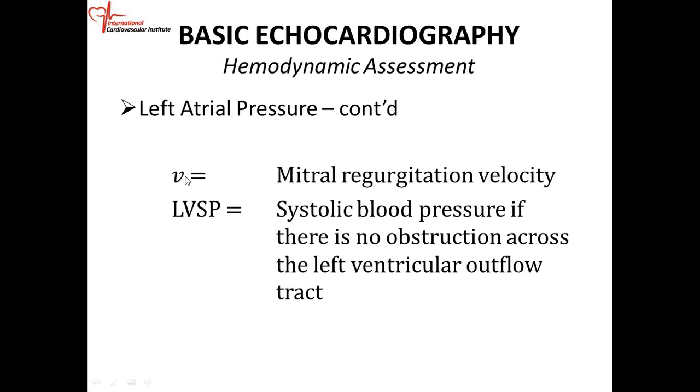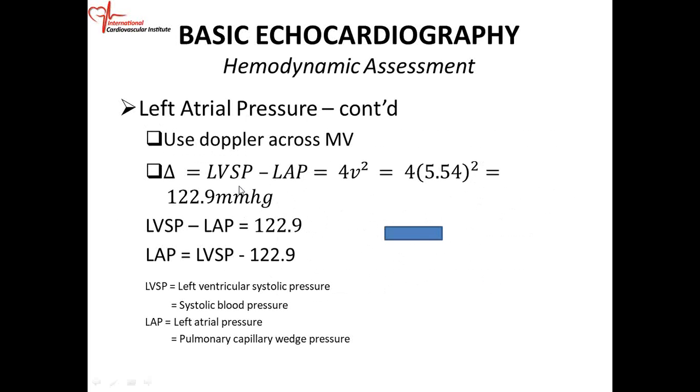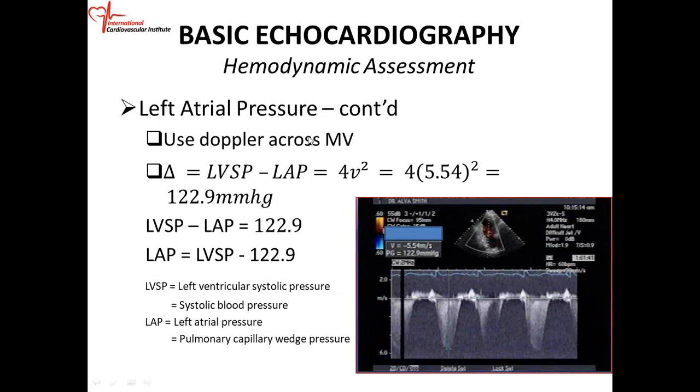Okay, so this V is your mitral regurgitation velocity. LVSP is your systolic blood pressure if there is no obstruction across the left ventricular outflow tract. And so, practical case. Two-dimensional echo is on top. This is a two-chamber view.